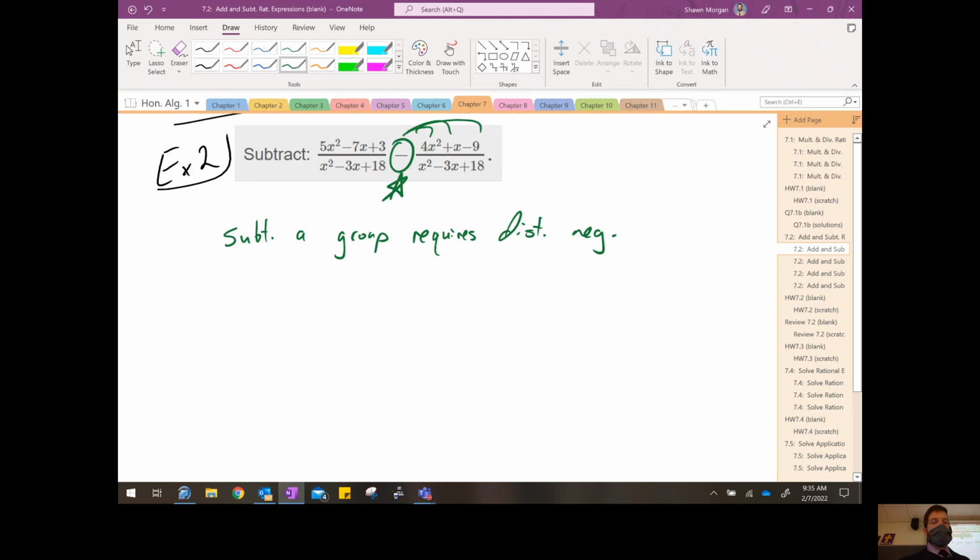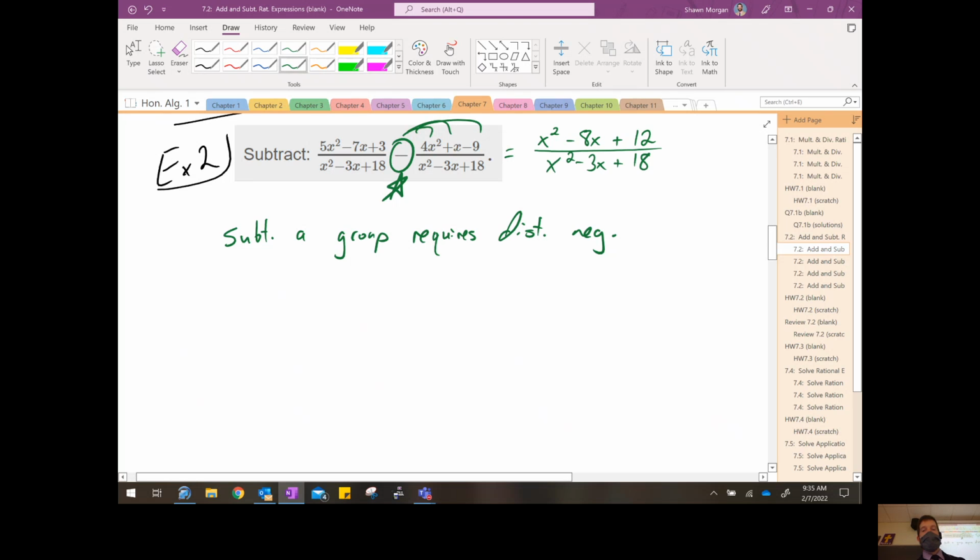Okay? So let's see here. What would my fraction look like up here? I got 5x squared minus 4x squared, so that's 1x squared. I got negative 7 minus 1, so that's going to be negative 8x. And I got 3 minus negative 9, so that's going to be plus positive 9. 3 plus 9 makes 12.